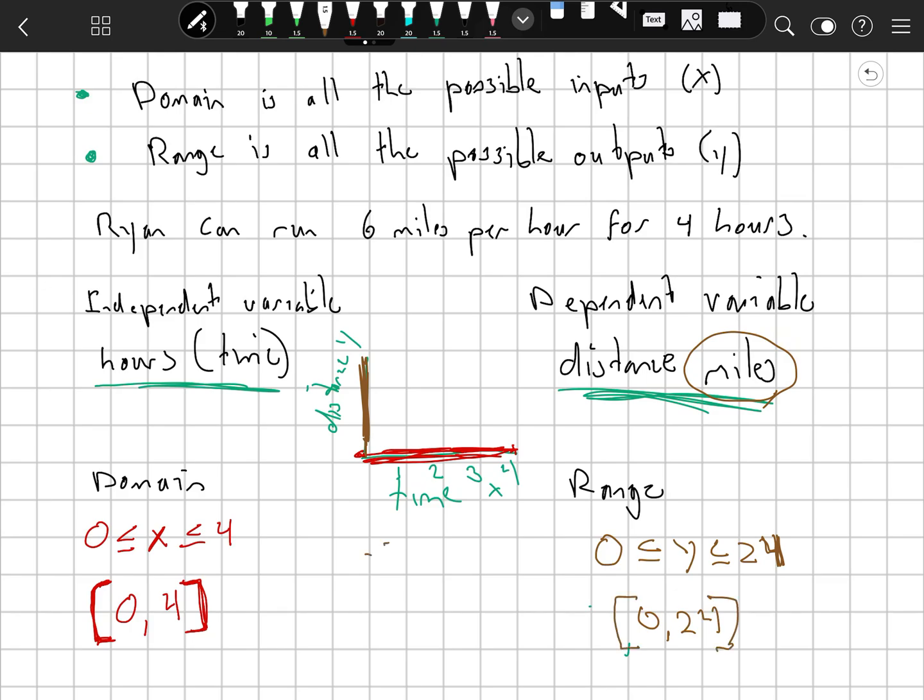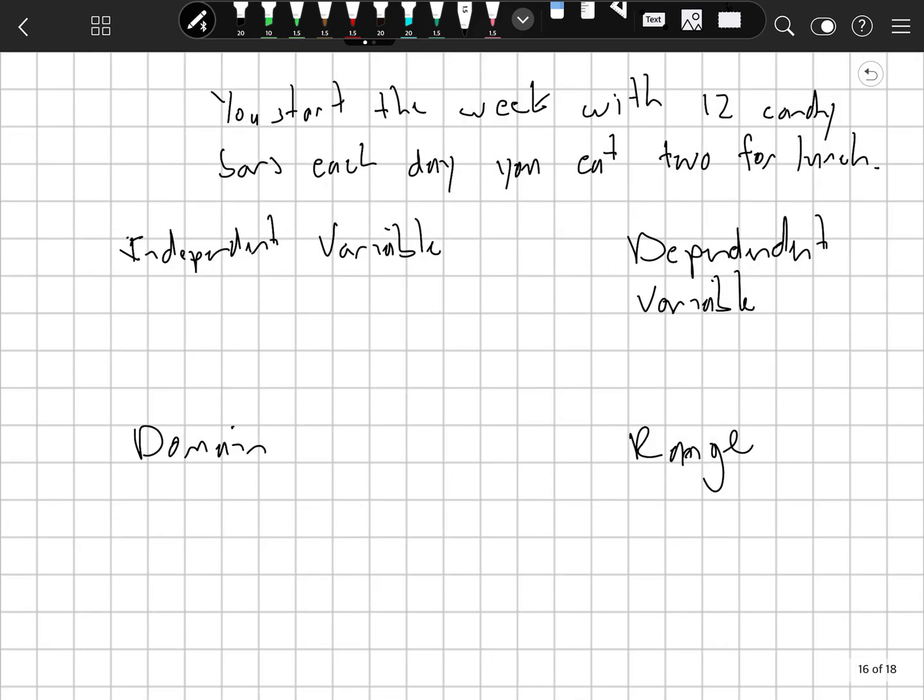The first way, we call this first way of writing it inequality notation. And the second way with the brackets, it's called interval notation. So an interval is a portion of the graph. Over what portion of the graph are we looking at, from 0 to 4, or on the range 0 to 24. So hopefully that helps you begin to think about domain and range.